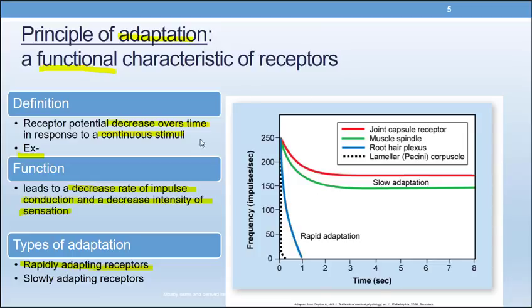If you're looking at this graph on the right, we can see here that joint capsule receptors and muscle spindles are considered slow adapting receptors, whereas the root hair plexus, as well as the lamellar Pacini corpuscles, so in your skin, these are considered rapid adapting receptors. As long as there is a stimulus present, it will continue to send impulses to your brain.